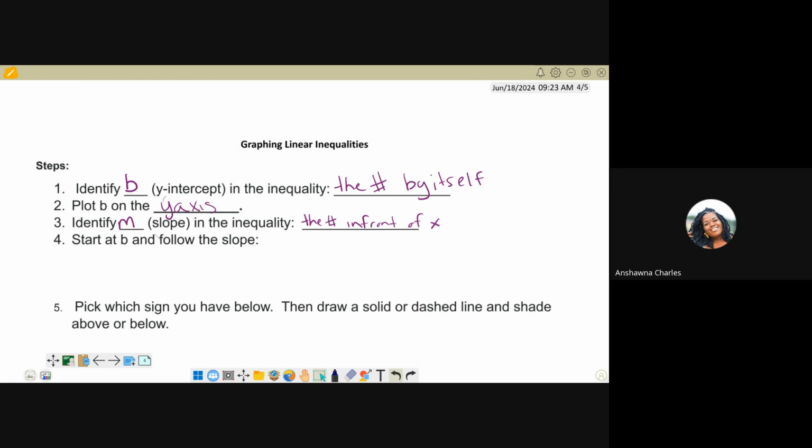And then you're going to start at B. So it's just like when we were doing the graph and the linear equations. You're going to start at B. You're going to go up if it's positive, down if it's negative, and then your bottom number is your run. So you're going to go to the right if it's positive, to the left if it's negative.